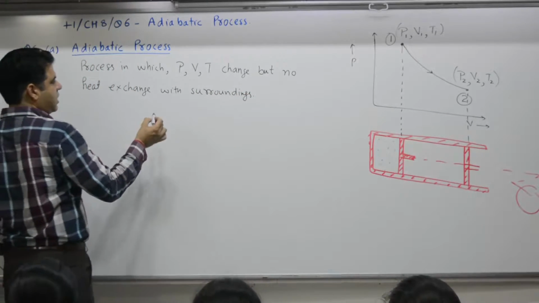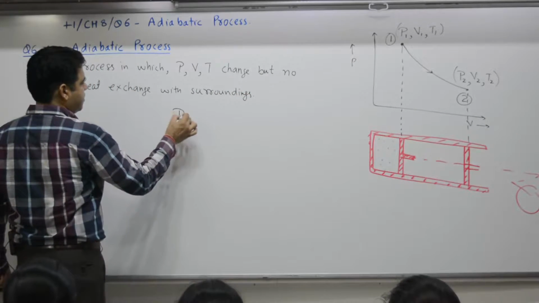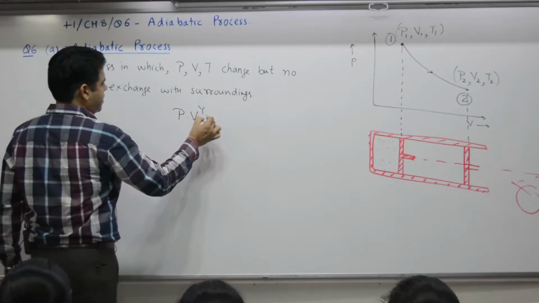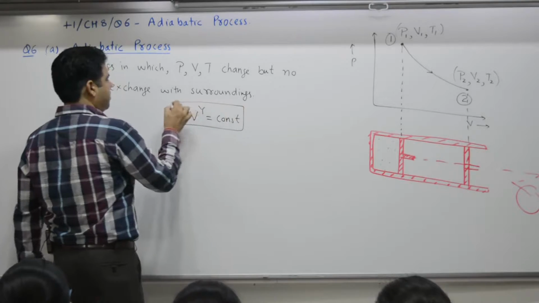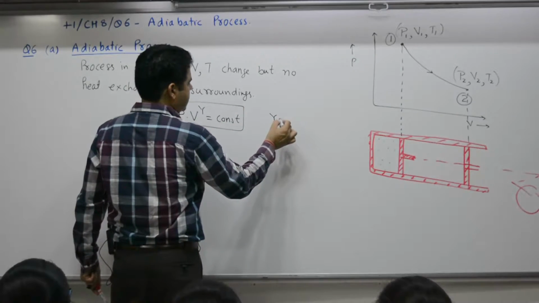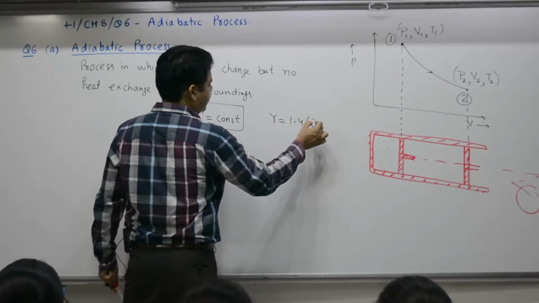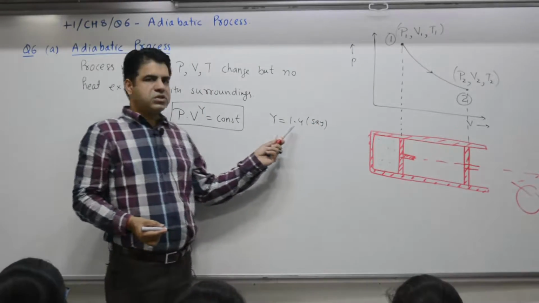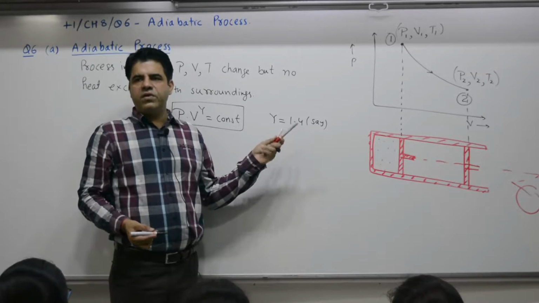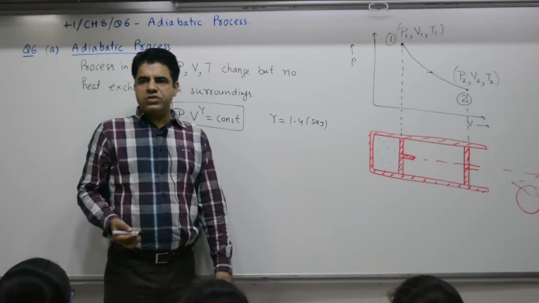For such a process, the relationship between P and V is P V to the power gamma is equal to constant. Gamma will be given by the examiner. Say gamma is equal to 1.4. For approximation you can take it 1.4, 1.5, 1.6. Examiner will give you this value.